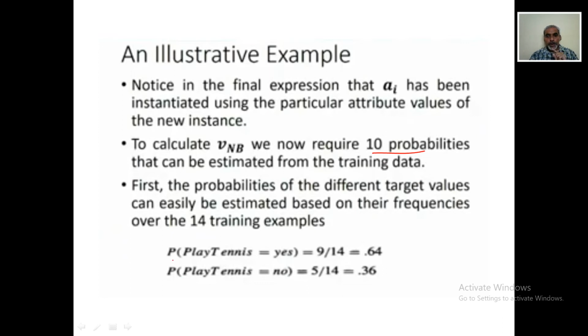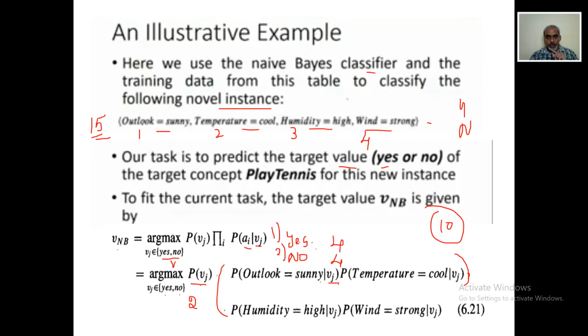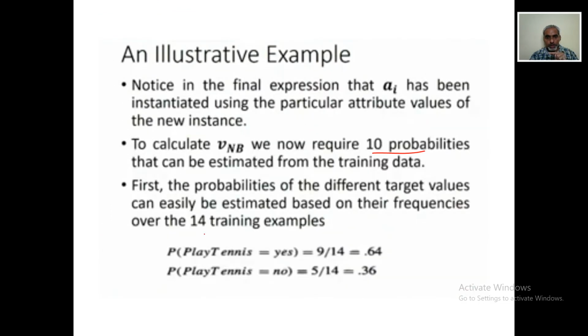Now first is probability of this, we will see this term, probability of Vj. How we are going to calculate? That means we are going to calculate two probabilities, right? So probability of Vj. What is this Vj? V is Play Tennis, right? J, two values are there, yes and no. So first probability of Play Tennis equal to yes. How we are going to calculate? It is equal to 9 by 14.